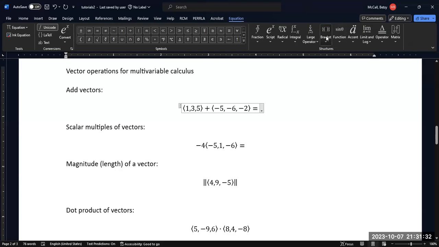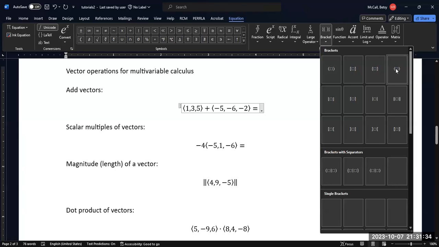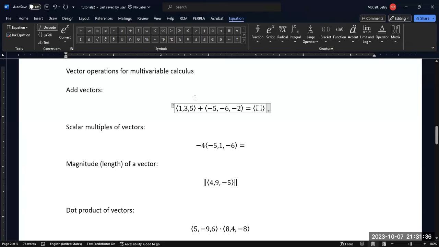And so we're just going to add them first term to first term, second term to second term, third term to third term. So 1 plus -5 would give me -4. 3 plus -6 would give me -3. And 5 plus -2 would give me 3.